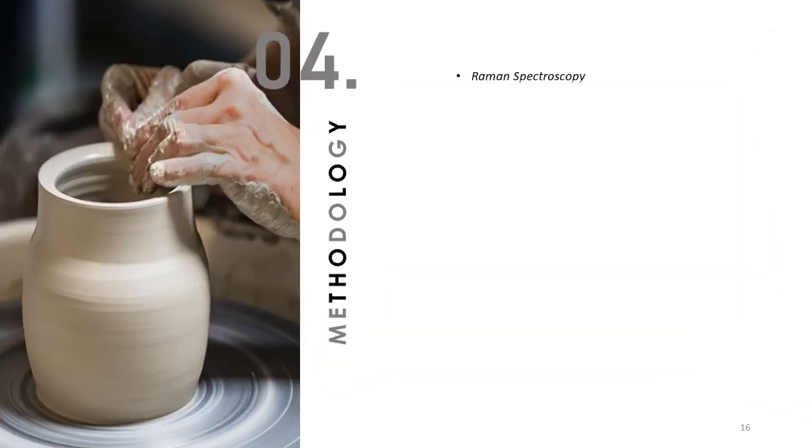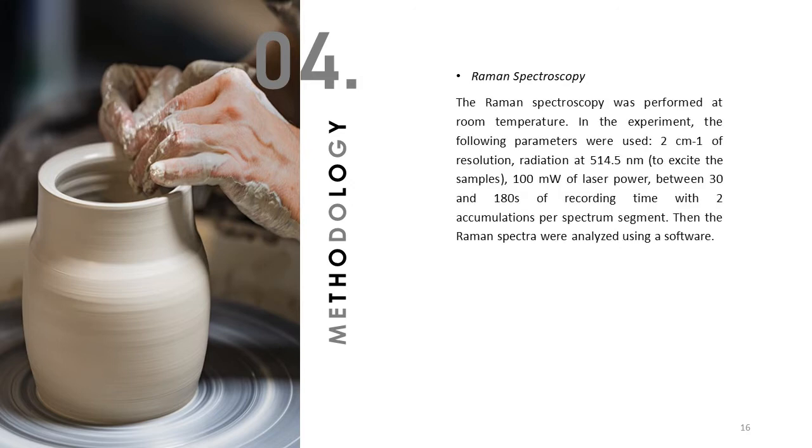The Raman spectroscopy was performed at room temperature. In the experiment, the following parameters were used: 2 cm^-1 of resolution, radiation at 514.5 nanometers, 100 milliwatts of laser power, between 30 and 180 seconds of recording time with 2 accumulations per spectrum segment. Then the Raman spectra were analyzed using software.